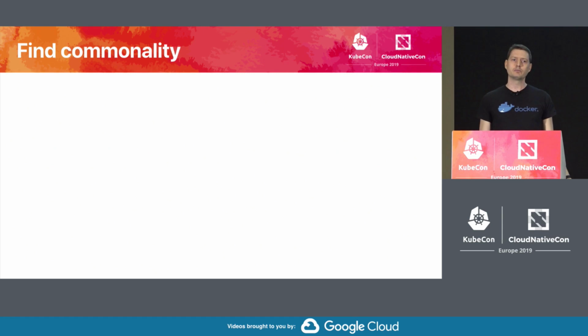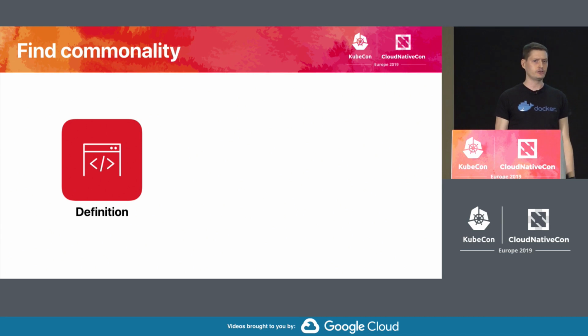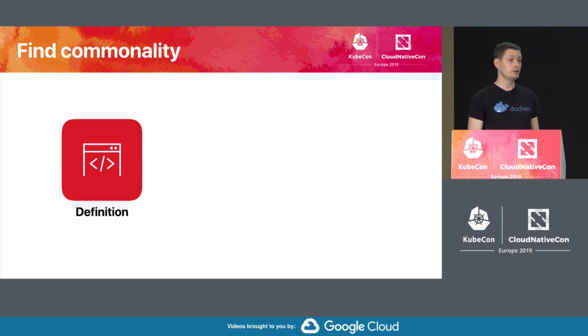So how do you go about putting together a specification that tackles something this complicated? Well, you need to start by finding what's common between applications. So every application has a definition. This could be your Helm chart, it could be a Compose file, it could be kubeyaml. It's the description of what will be inside the application.